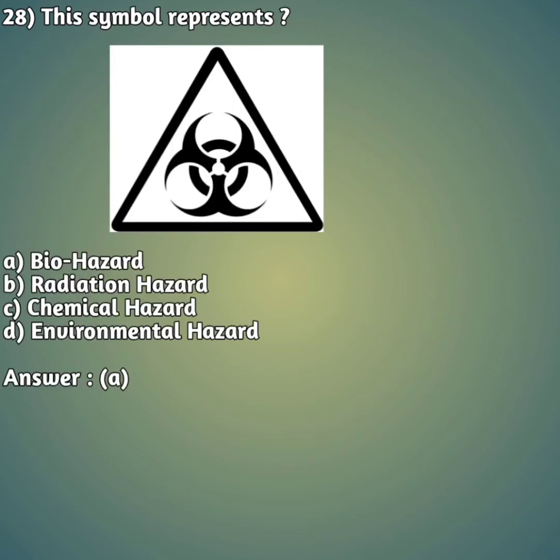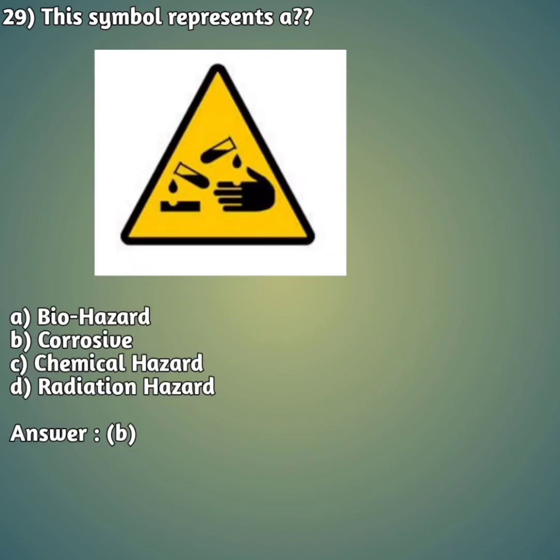This symbol represents: option A, biohazard, option B, radiation hazard, option C, chemical hazard, option D, environmental hazard. So the right answer is that this symbol represents the biohazard. Friends, once again I am reminding you that to know all the different kinds of hazards and their symbols and their respective names, please visit my video uploaded specially on biohazards used in our medical labs. Moving on to our 29th question.